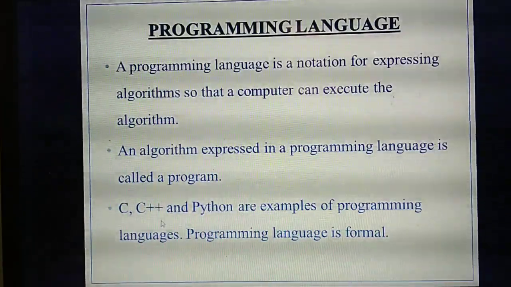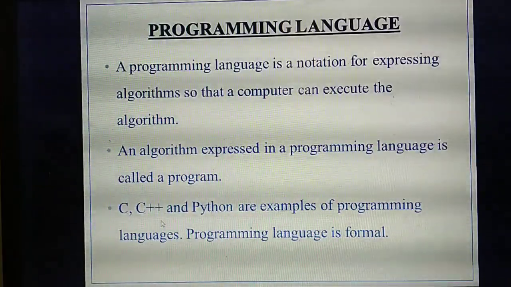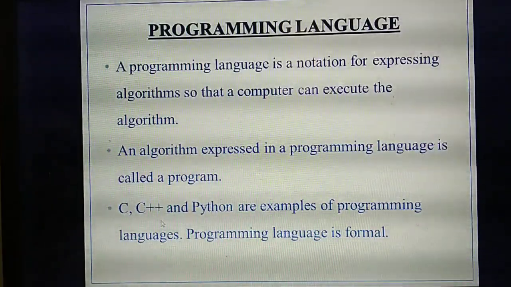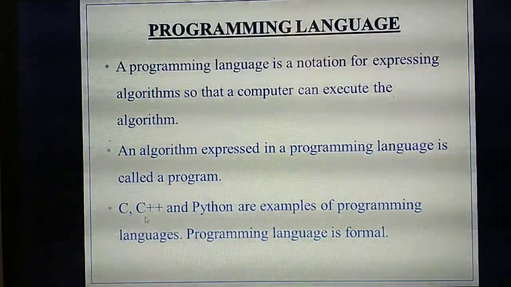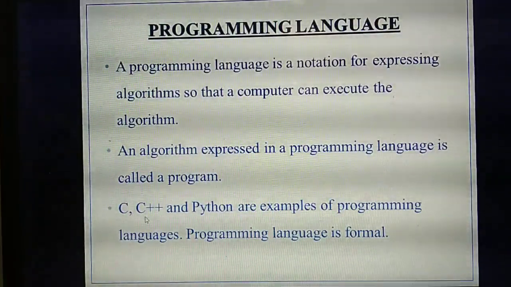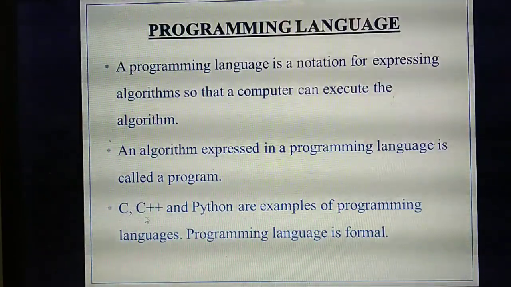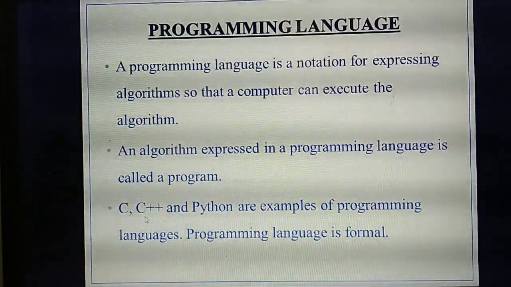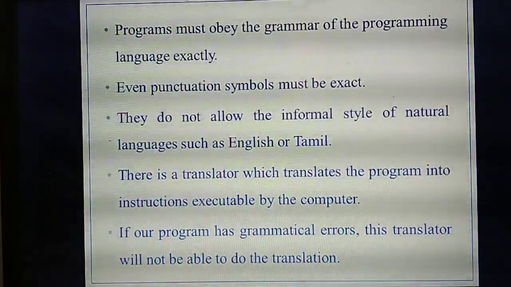So, a lot of programming languages are there. But in your book, they have given only 3 examples. What are they? C, C++, Python. So, these are the examples for programming languages. Okay. So, the next thing is, a programming language is formal.